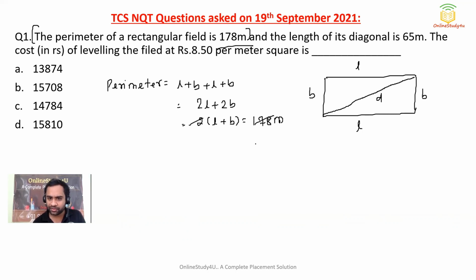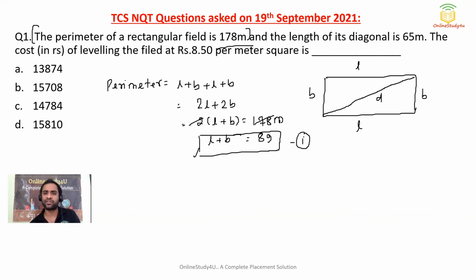So I will divide by 2: 2 8s are 16, 2 9s are 18. And see, when you are doing it with speed, your accuracy will drop. You will start making mistakes, you have to accept it. When you are in a hurry, you will start making mistakes. This is my equation 1: L plus B equals 89.